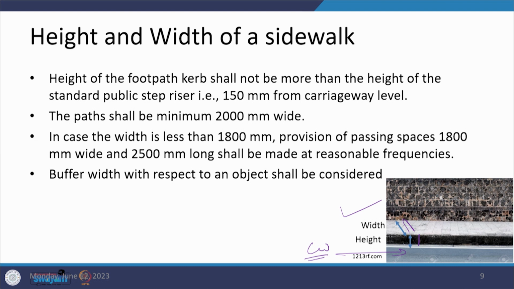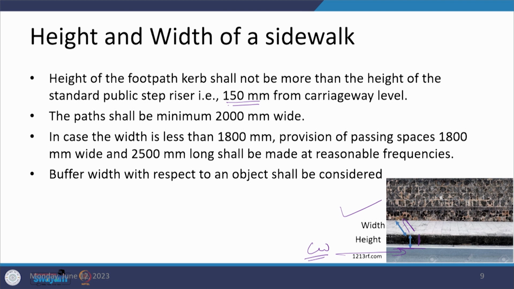So, the height of the footpath should not be more than 150 mm, and usually we keep it at 150 mm from the carriageway level. So, this is the carriageway level, from there we are putting this value, and this is a standard value which is being used as a riser for public steps.